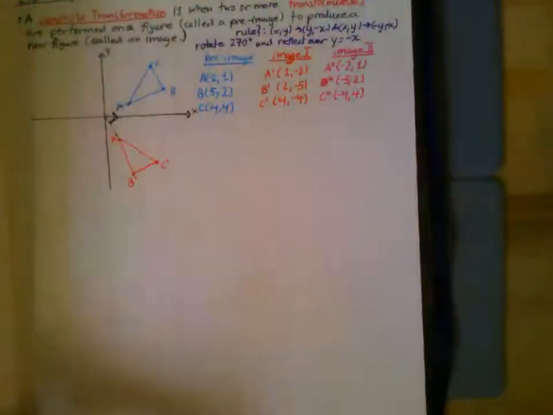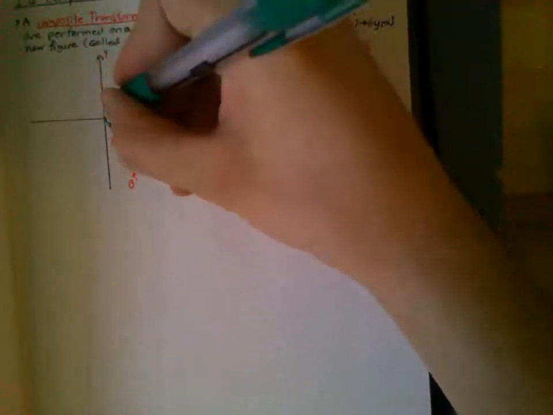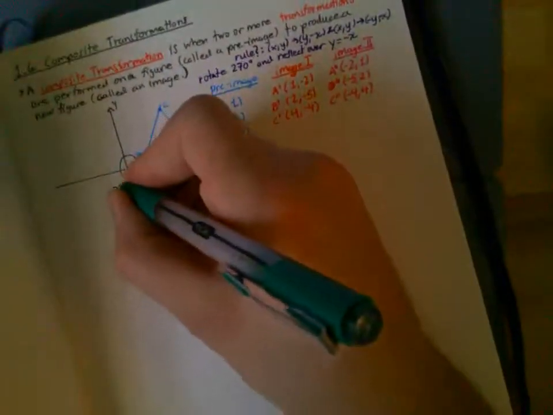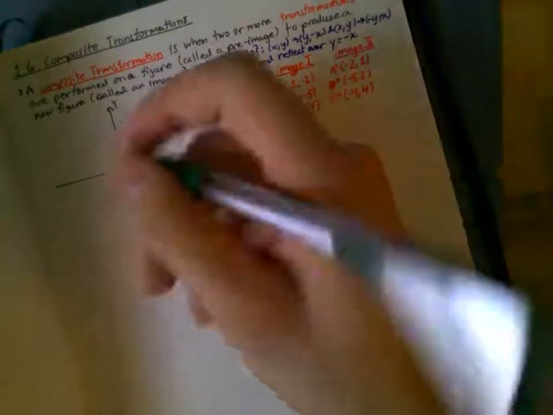So my angle around was indeed 270 degrees, right? So we went around, and that was indeed 270 degrees. So we are good there.